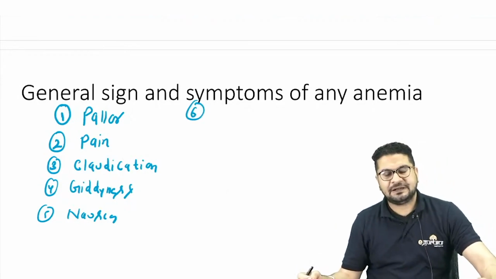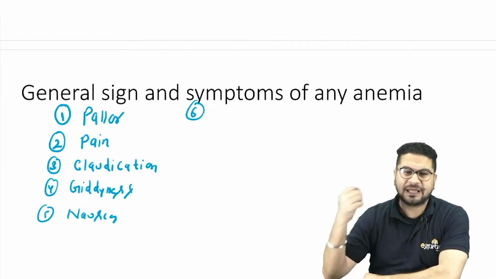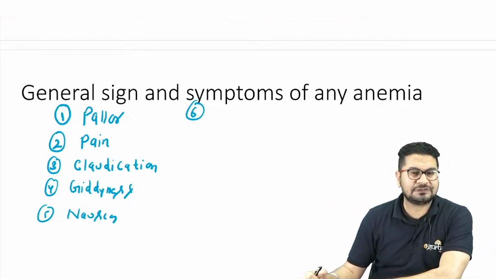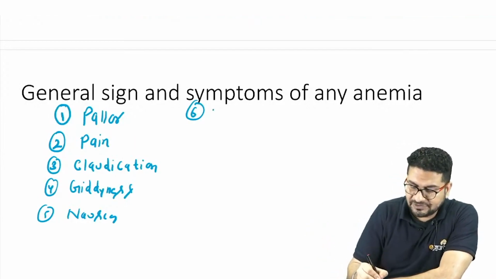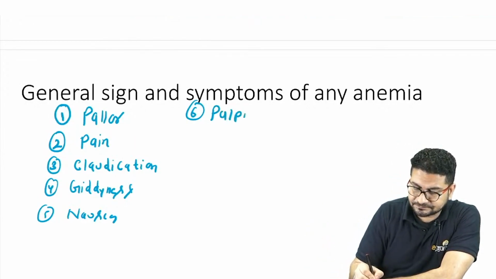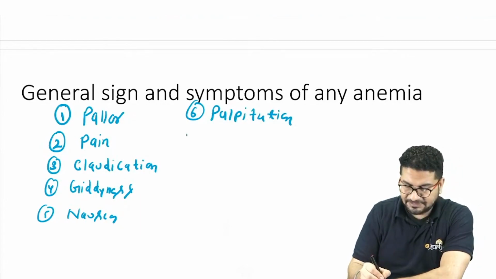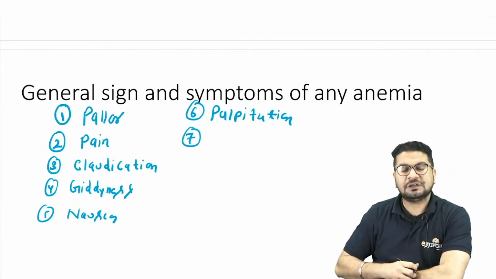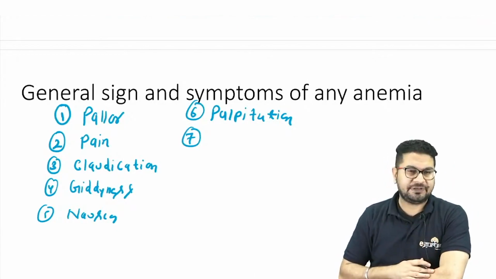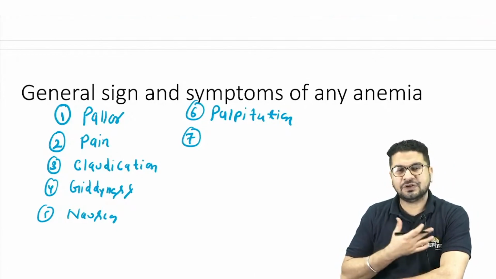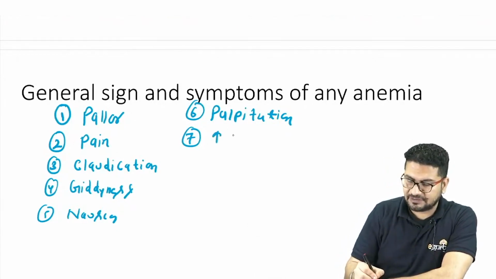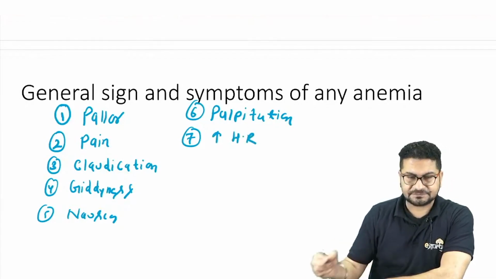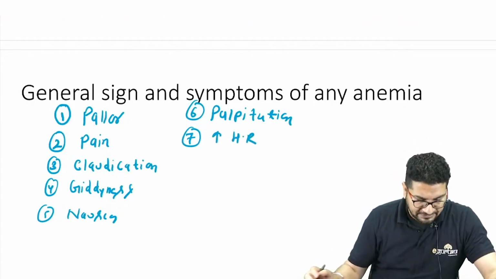Because of anemia, understand this, there is hyperdynamic circulation. Your heart is trying to beat faster. So the patient can develop palpitation. Palpitation means you will feel your own heartbeat. Palpitation is nothing but a feeling of your own heartbeat. There can be an increase in heart rate, that is tachycardia. There can be palpitation, there can be tachycardia.